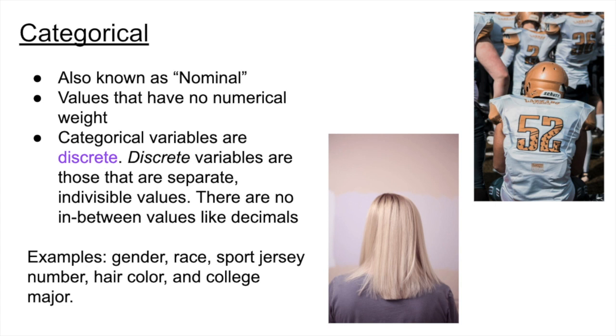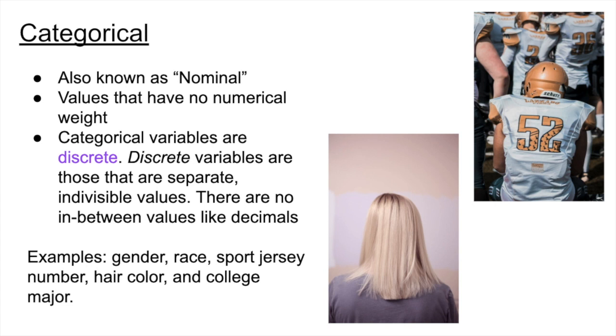Categorical variables are also known as nominal variables, and they are values that have no numerical meaning. In other terms, the value has no numerical weight. What this means is that the number assigned to an observation within a category does not actually hold the numerical weight of that number. Categorical variables are discrete.